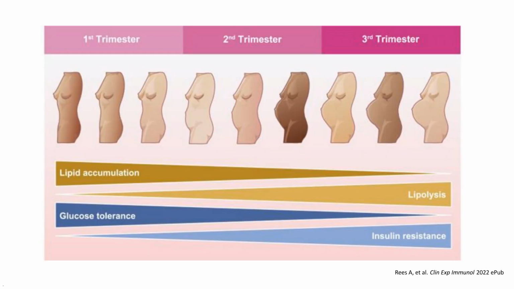So this little cartoon on the slide now is giving you a really overarching view of what those metabolic changes are that are occurring in our pregnant women as they progress from the first to the second to the third trimester. So I've already mentioned we get that lipid accumulation early in pregnancy, and that wanes as the pregnancy continues, as the mother starts to burn those lipids, starts to break them down through products of lipolysis.